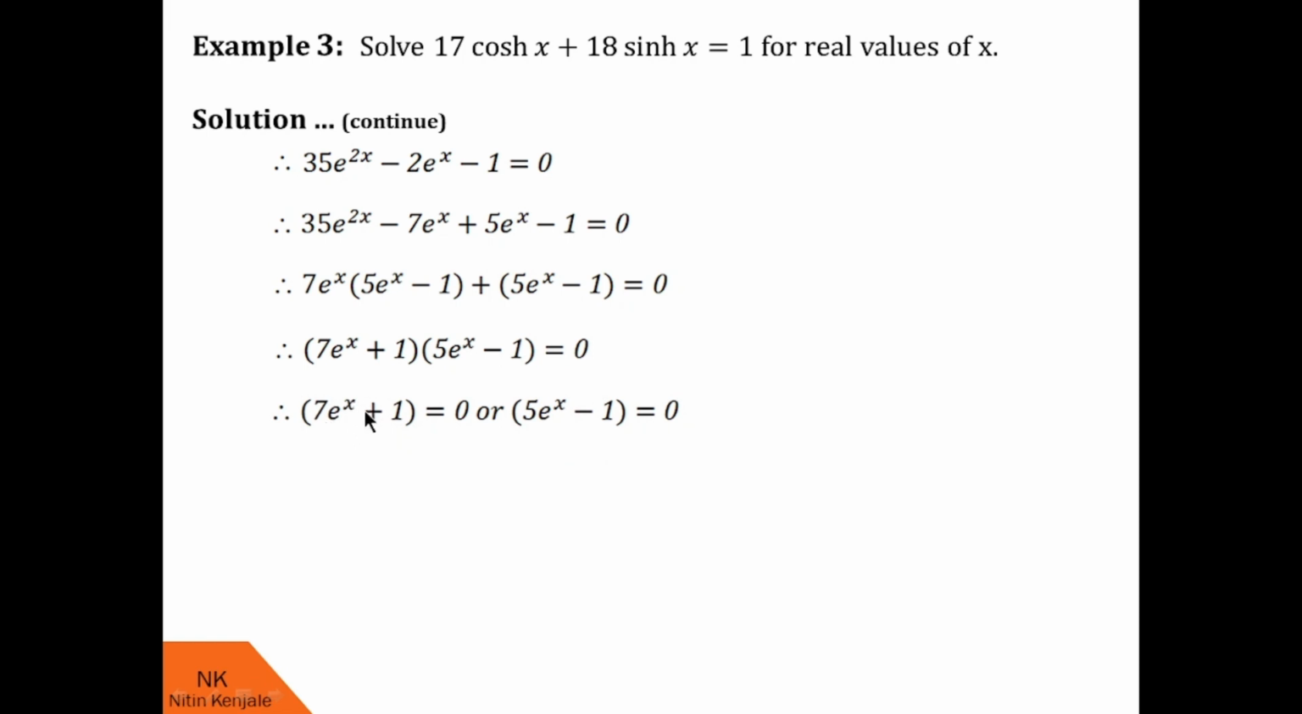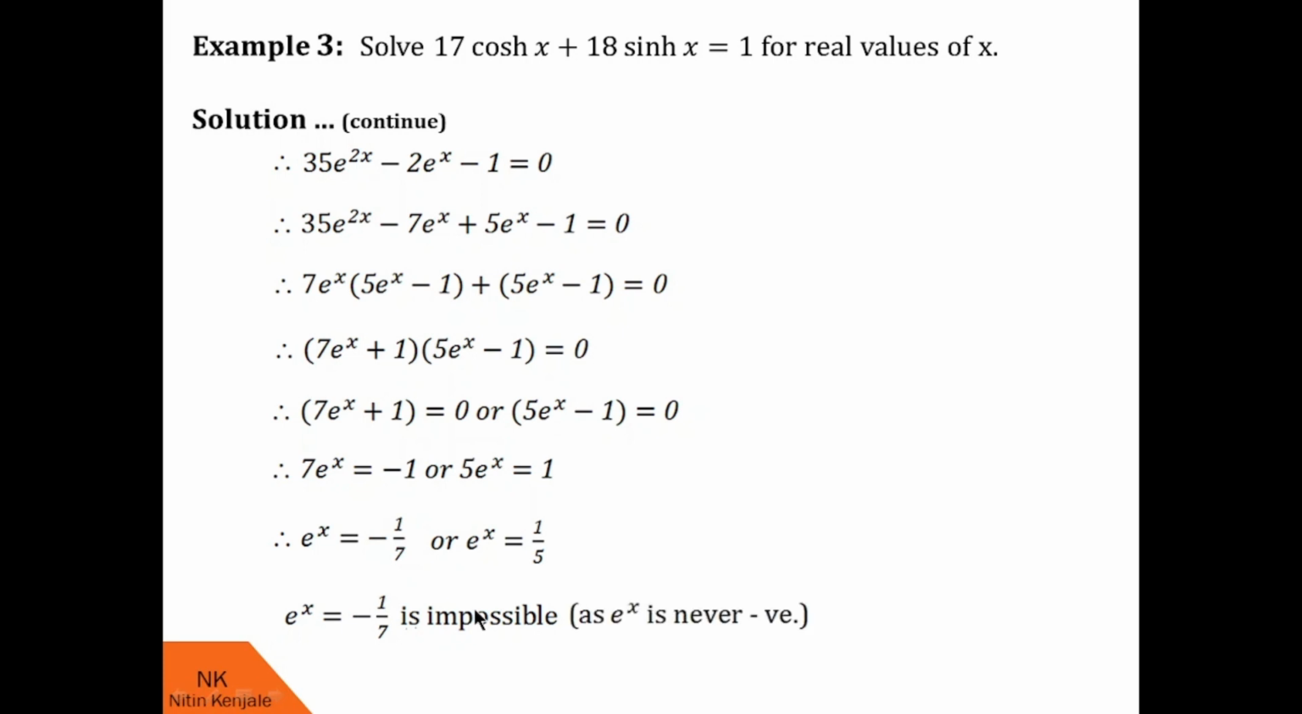When we say 7 e raised to x plus 1 is equal to 0, we get e raised to x is equal to minus 1 by 7. And when we say 5 e raised to x minus 1 is equal to 0, we get e raised to x is equal to 1 by 5. But e raised to x is equal to minus 1 by 7 is an impossible value because e raised to x never takes negative values.